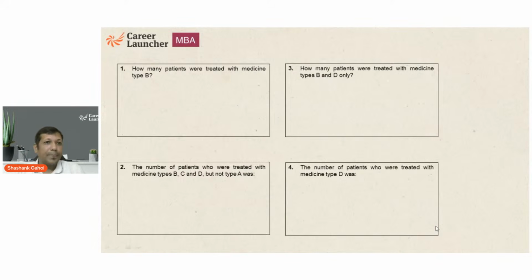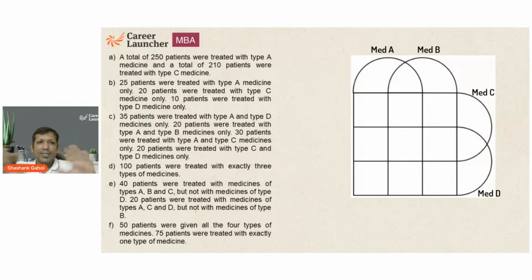So let's see how many patients were treated with medicine type B only, how many patients were treated with type B and D only, how many patients were treated with B, C and D but not A, and how many patients were treated with medicine type D. So this is what it looks like. The Venn diagram of 4, I have already drawn it. So let's start filling up the values.